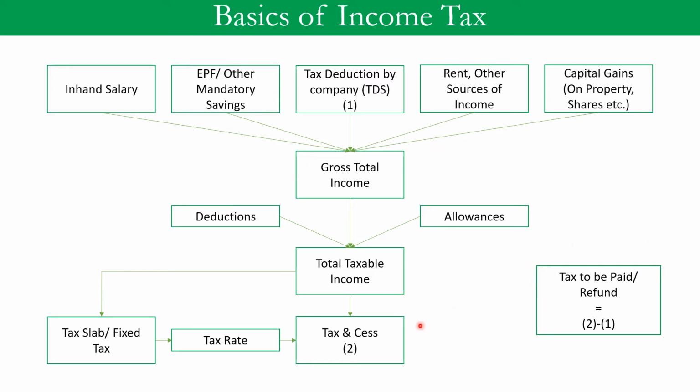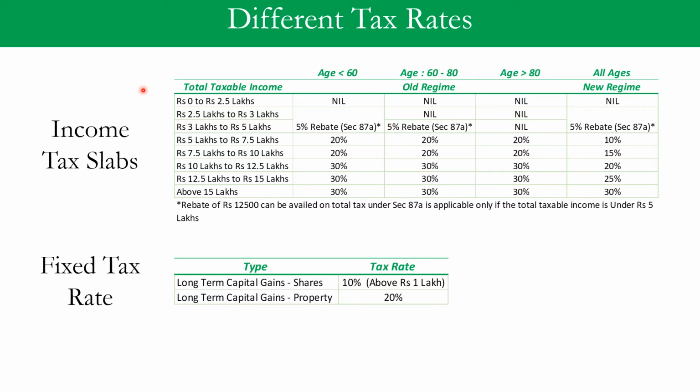In this way you can calculate your tax and cess liability and the final amount that needs to be paid or refunded. Now let's have a look at the different tax slabs and tax rates that we have. In the first table you can check out the tax rate that is applicable for different tax slabs based upon your taxable income. Let's say your taxable income is 7 lakhs. Then you will fall under rupees 5 lakhs to 7.5 lakhs tax slab.